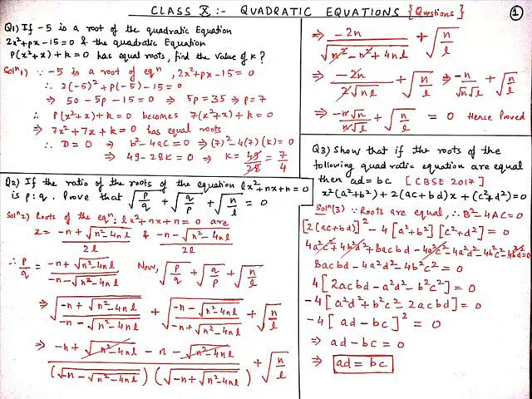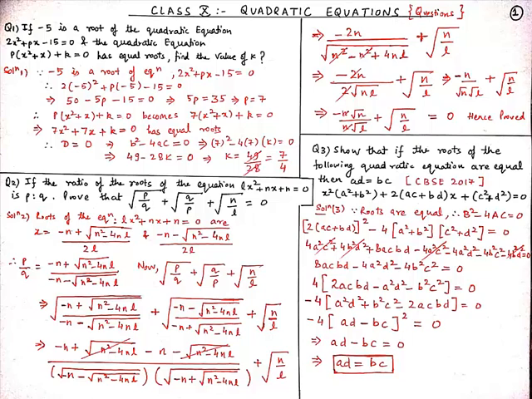So on expanding, 2 into ac plus bd whole square is equal to 4 into a square c square plus 4 into b square d square plus 8 ac bd, and then minus 4 into a square c square and minus 4 into a square d square, and then minus 4 into b square c square and minus 4 into b square d square, which is equal to 0. So from here you can clearly see that 4a square c square and minus 4a square c square will get cancelled out. Similarly 4b square d square and minus 4b square d square will also get cancelled out.